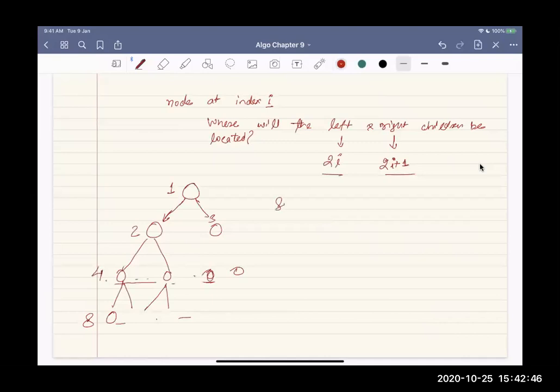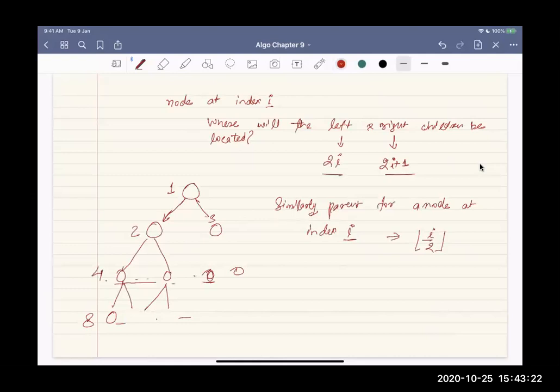Similarly, what can I say about the parent of a node at index I? You can just backtrack from here. For 2i and 2i plus 1, the parent is at I. So for index I, the parent will be I by 2, floor. That takes care of both children. So this is very easy. Now I don't have to go to pointers. I can simply traverse my array indices to go to my children and my parent.